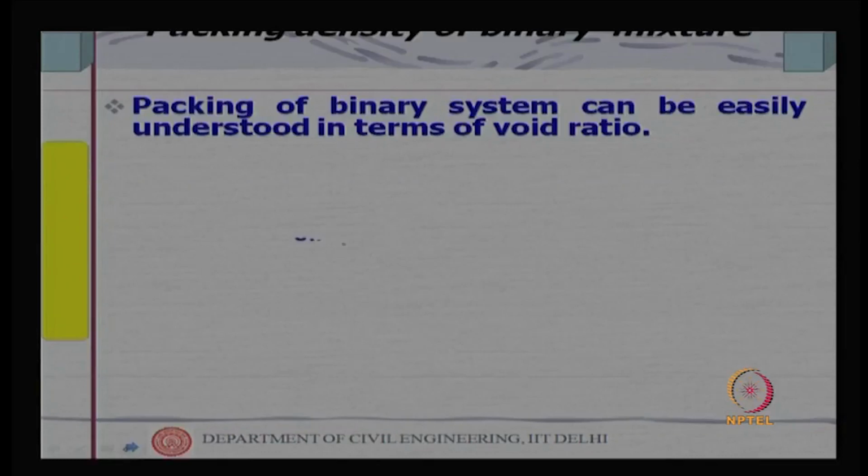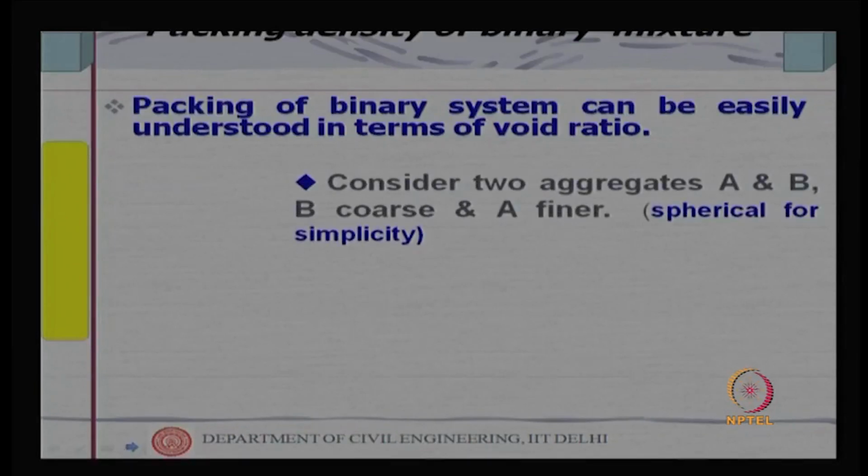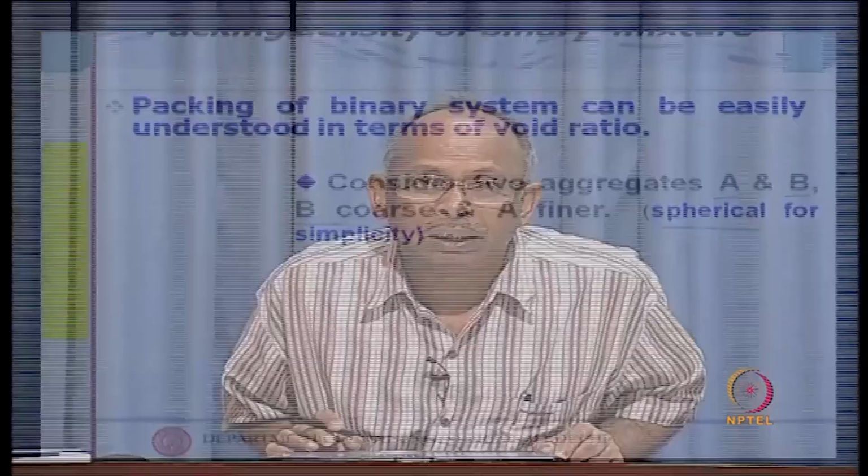Packing of a binary system is very easy to understand. Let us say I have two aggregates A and B. Let us say B is a coarse size, A is finer, and we are assuming spherical for simplicity. We are considering each factor independently.